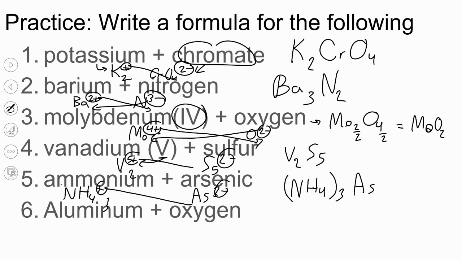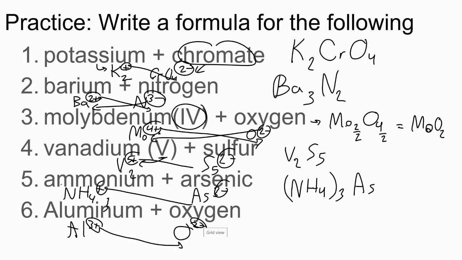Okay. What's the charge on aluminum? This one's one of our common charges that we have to remember. Good. Aluminum is 3 plus. What's oxygen? We did oxygen up there. Oxygen is 2 minus. So we have 3 oxygens for 2 aluminums. So aluminum 2, oxygen 3. All right, questions on this?